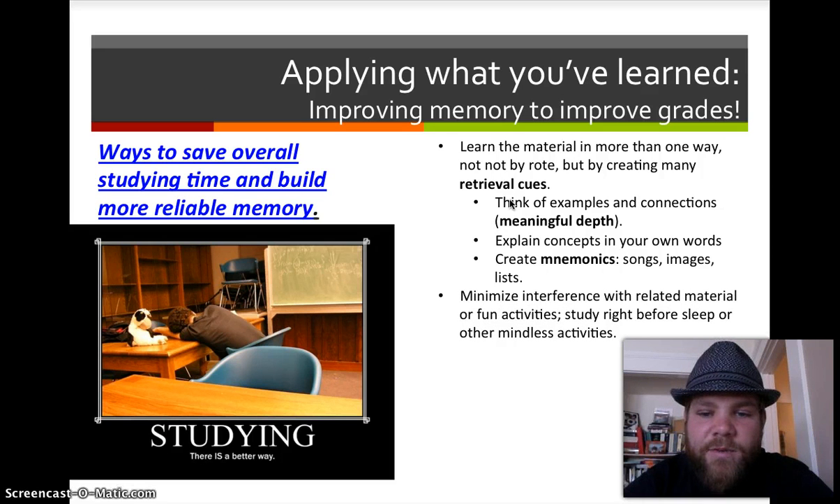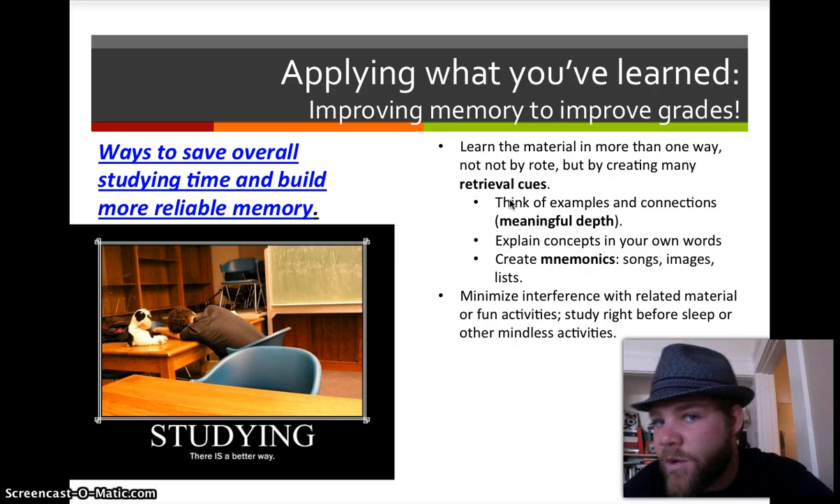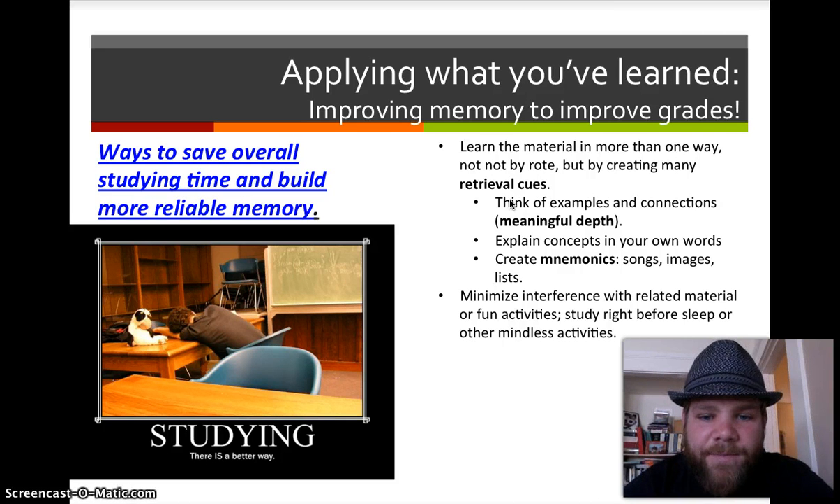Minimize interference with related material or fun activities. So that means study right before sleep or other mindless activities. Maybe when you're going for a drive, maybe when you have to do something that doesn't require you thinking about it a lot. But if you're studying and then going into a real crazy situation, you're not going to be able to encode that material in a way that will allow you to retrieve it.